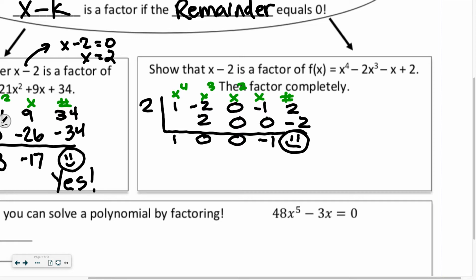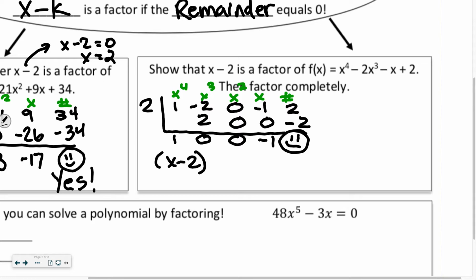Now the next part says then factor completely. Okay, so now we want to write out the polynomial with its factors. If we showed that x minus 2 is a factor, then that's one of the factors, right? We have to write that one down. So one factor is the one we checked, x minus 2.